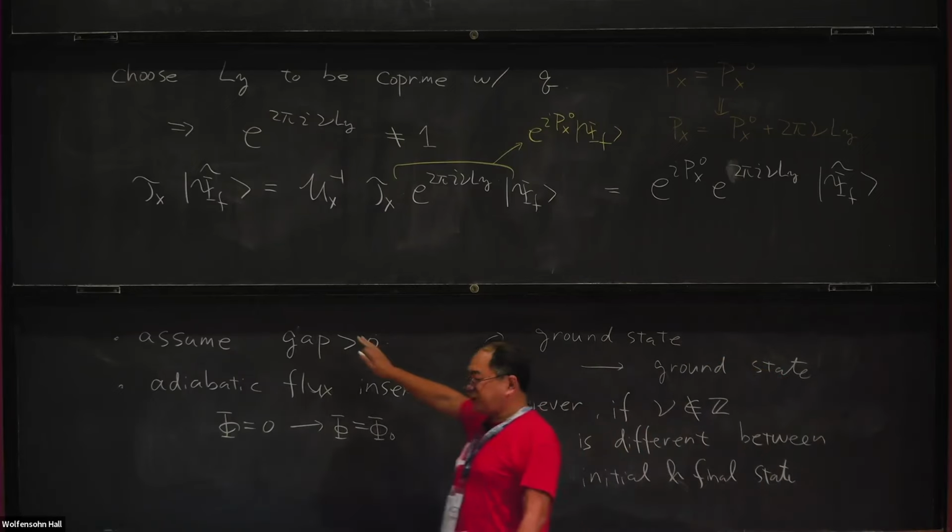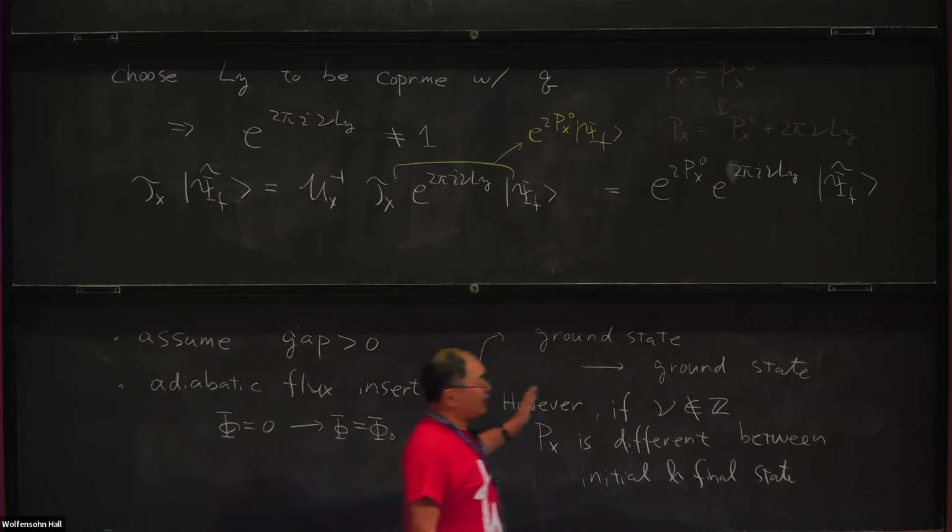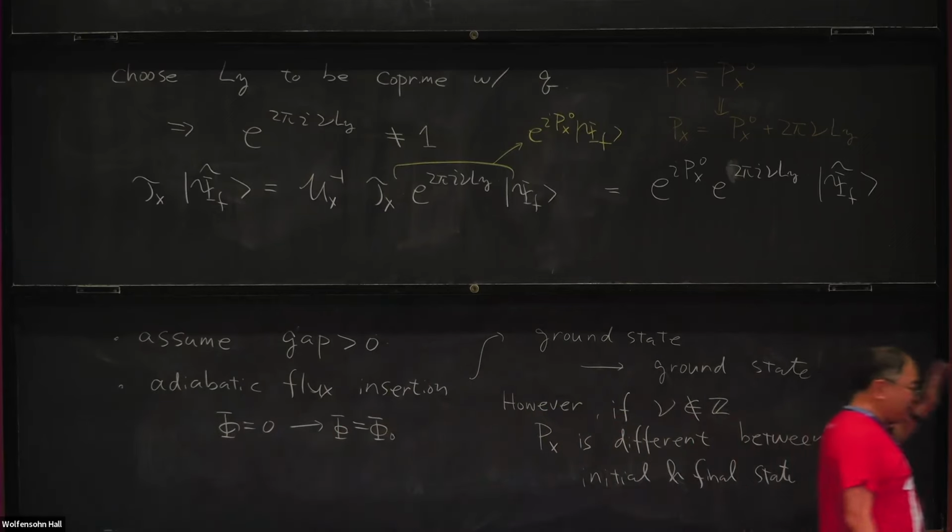So if there is a gap, this implies that in the presence of a gap, the ground state must not be unique. There must be multiple degenerate ground states below the gap.